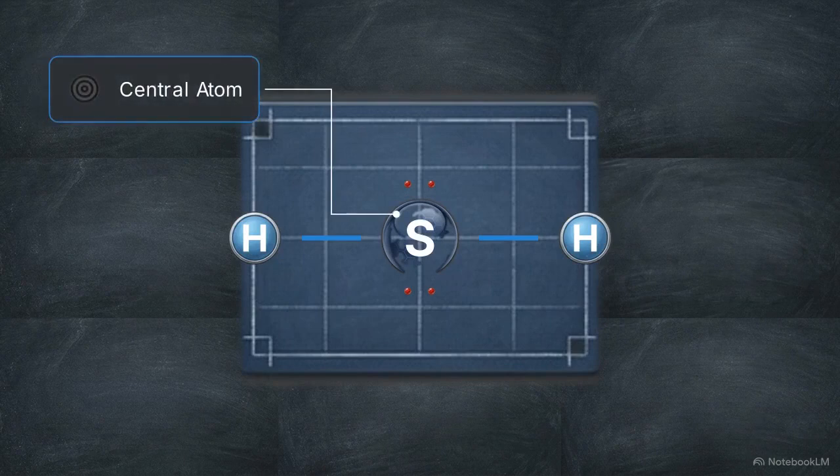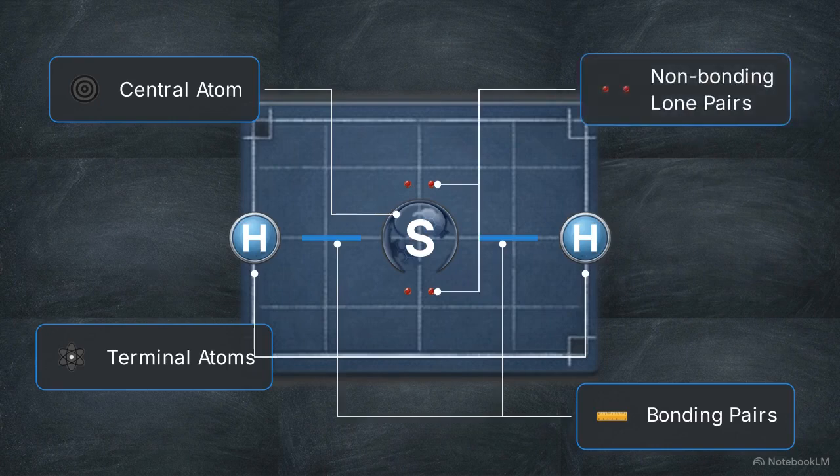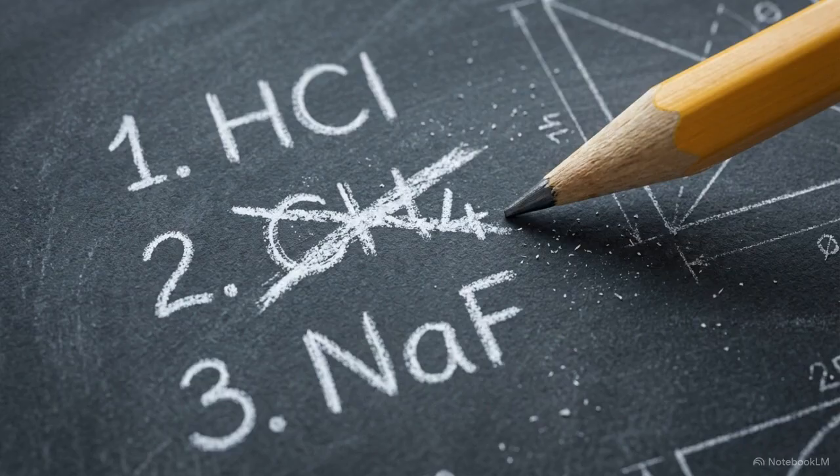You can now clearly identify the central atom, the terminal atoms, the exact locations of the bonding pairs, and the placement of the non-bonding lone pairs. Now it is your turn to apply this exact framework. Grab your worksheet and run the 5-step protocol on the remaining examples: HCl, CH4, and NaF.